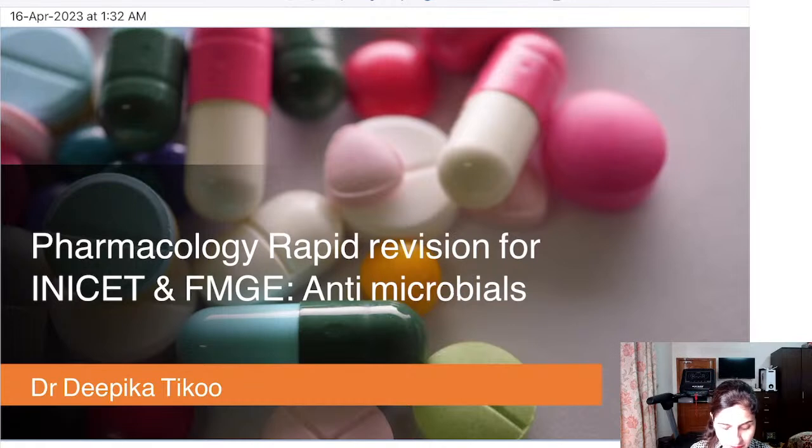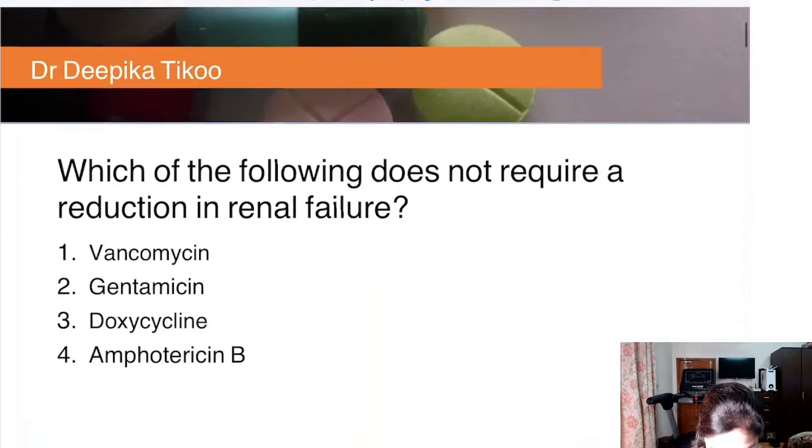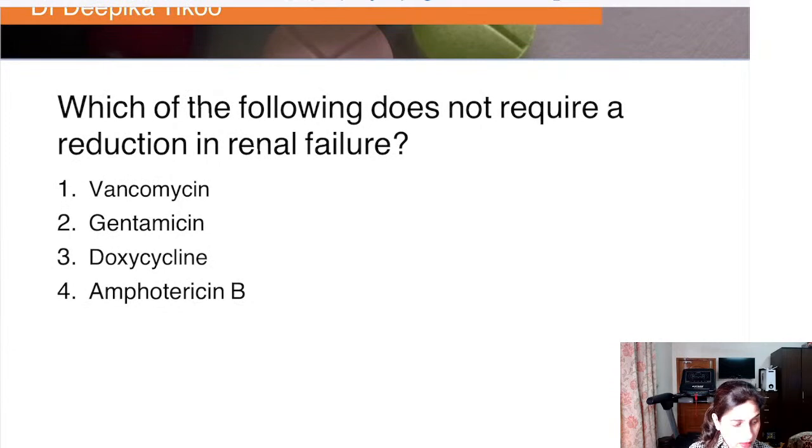So let's start with a few questions which have already been asked in previous examinations. We'll be focusing on those exams and simultaneously revising the topics around those questions, right? So the first one is, which of the following does not require a reduction in renal failure? Whether it is vancomycin, gentamicin, doxycycline, or amphotericin B. So the correct option here would be doxycycline.